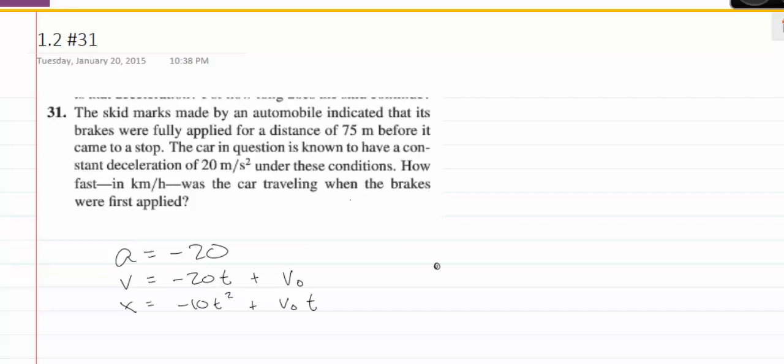Okay, so here's the little picture of what's happening here. Here's the start of the skid, and then the skid ends. At the start, we're calling that x naught, x equals 0. At the end, that's x equals 75 meters. That's given in the problem. At the start, v naught is what we're trying to find. At the end, we do know that v is 0 because the car has come to a stop.